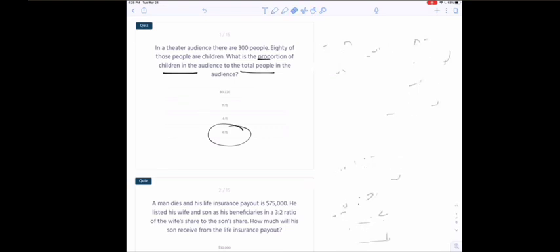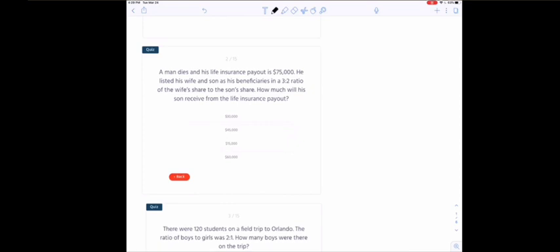So now that we kind of know what a ratio is and how to write one, how do we do questions that are ratios? So let's look at the second question, and hopefully we'll make sense of it. It says, a man dies and his life insurance payout is $75,000. He listed his wife and son as his beneficiaries in a 3-to-2 ratio of the wife's share to the son's share. In ratios, we pay attention to the words. 3 to 2, wife to son. So the wife gets 3, and the son gets 2. How much will his son receive from the life insurance payout?